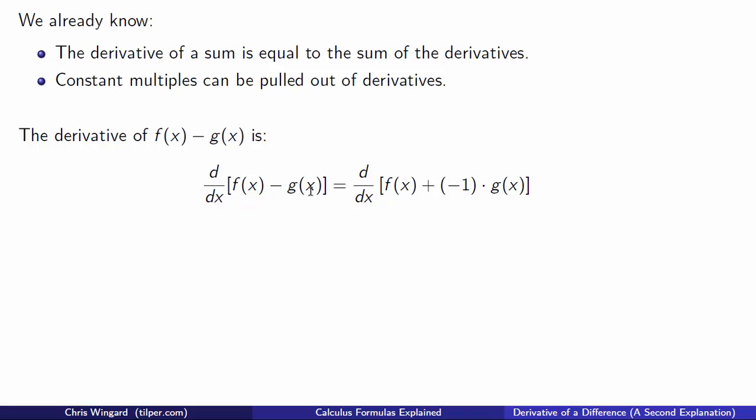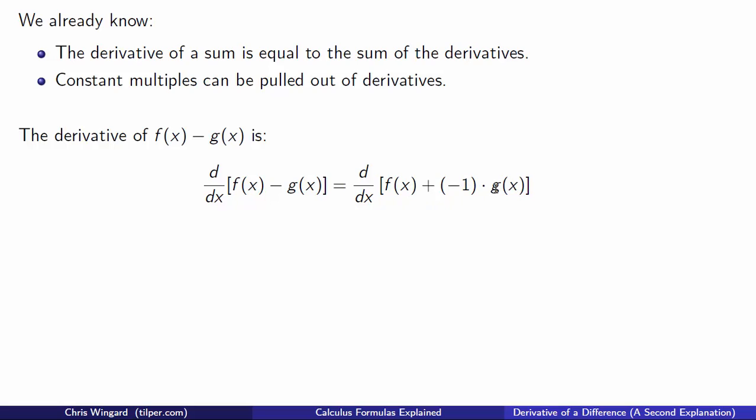So what is this? Well, when we say something minus something else, minus really means you're multiplying by -1. So when we subtract something like this, what we're really saying is plus -1 times that. So f of x minus g of x really means f of x plus -1 times g of x.